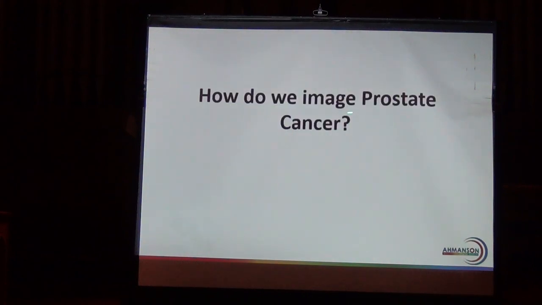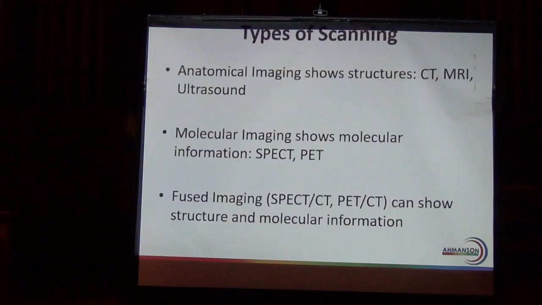So how do we image prostate cancer? When it comes to imaging, there are different types of scanning. There is anatomical imaging. Anatomical imaging shows us structure. Some of the modalities or technologies that are available to do that are CT, CAT scanning, MRI, which works with magnetic fields, CTs work with X-rays, ultrasound works with sound waves.